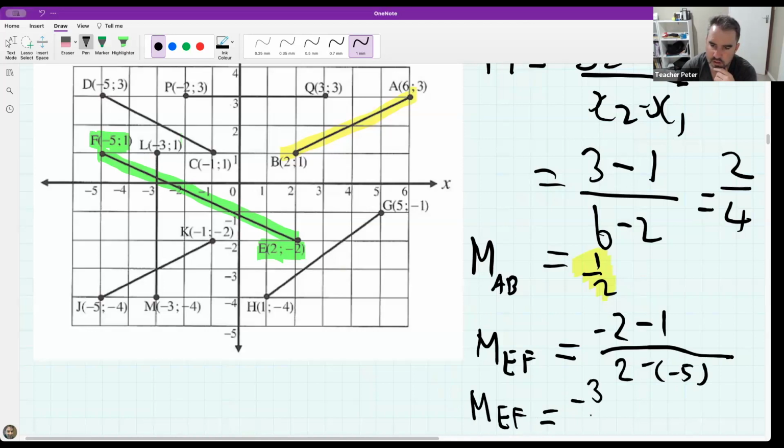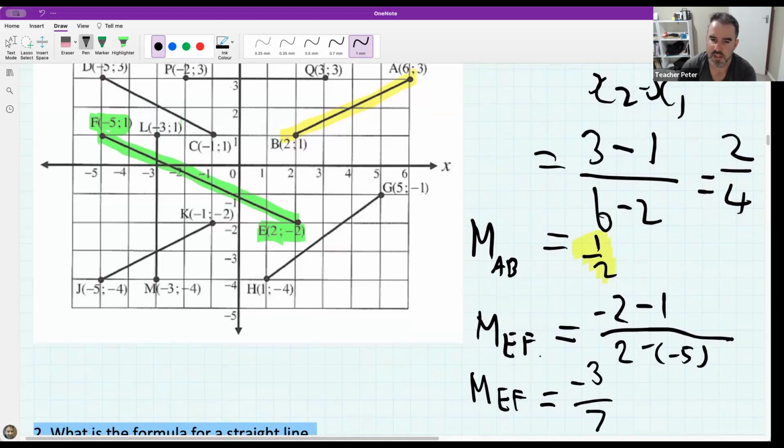Well, it's going to be minus 3 on top, and then 2 minus minus 5. Well, that's going to be 2 plus 5. So the gradient of the green line EF is equal to minus 3 over 7.